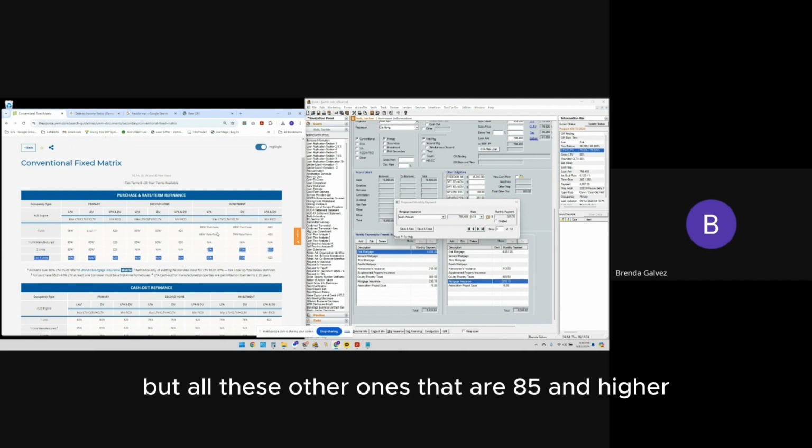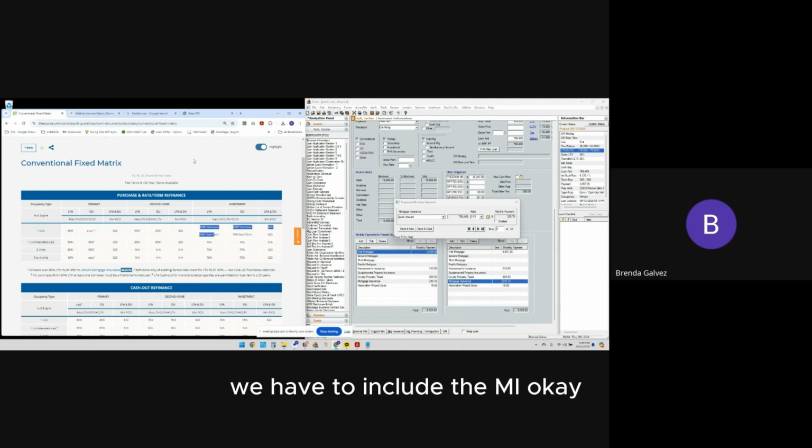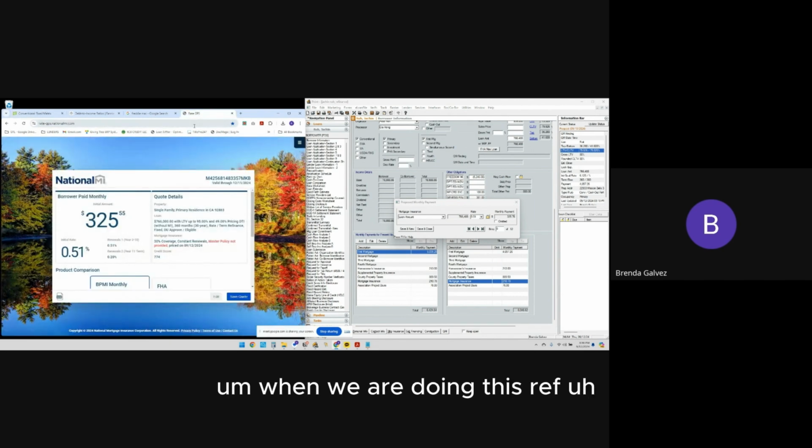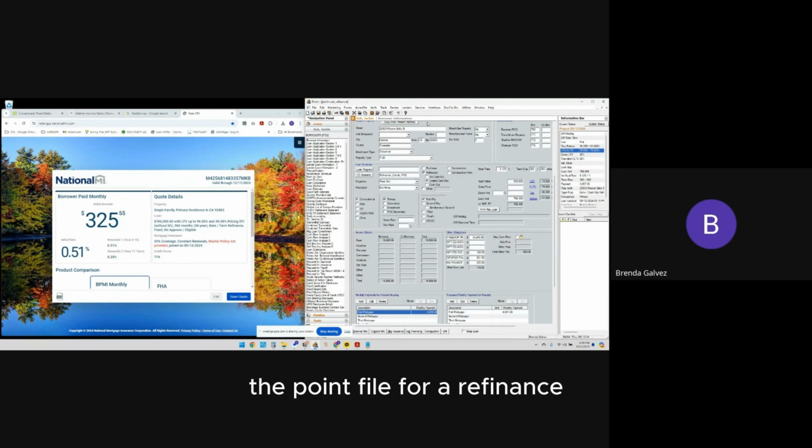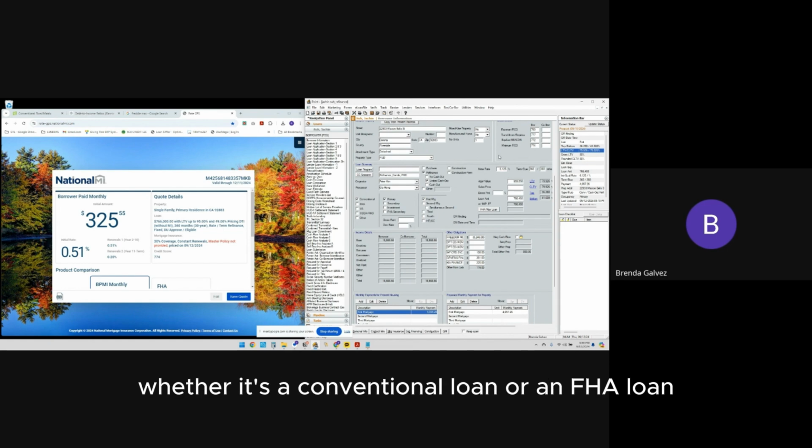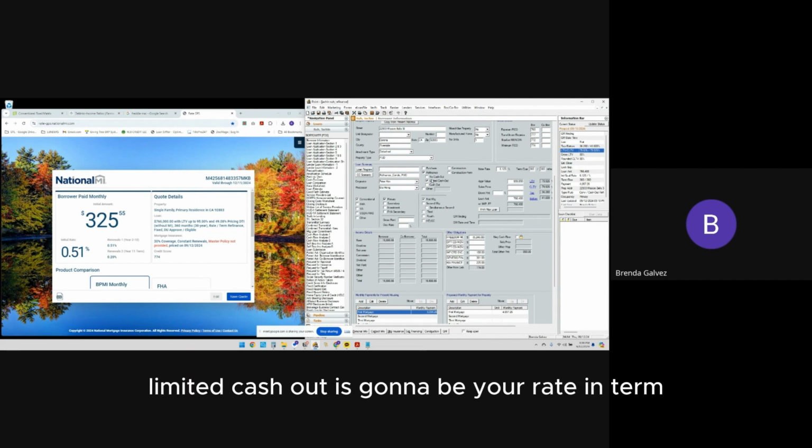But all these other ones that are 85 and higher, we have to include the MI. Okay. When we are doing the point file for a refinance, if it's a rate and term, you're going to click this limited cash out. Limited cash out, rate and term, it means the same thing, whether it's a conventional loan or an FHA loan, whatever it is. Limited cash out is going to be your rate and term.